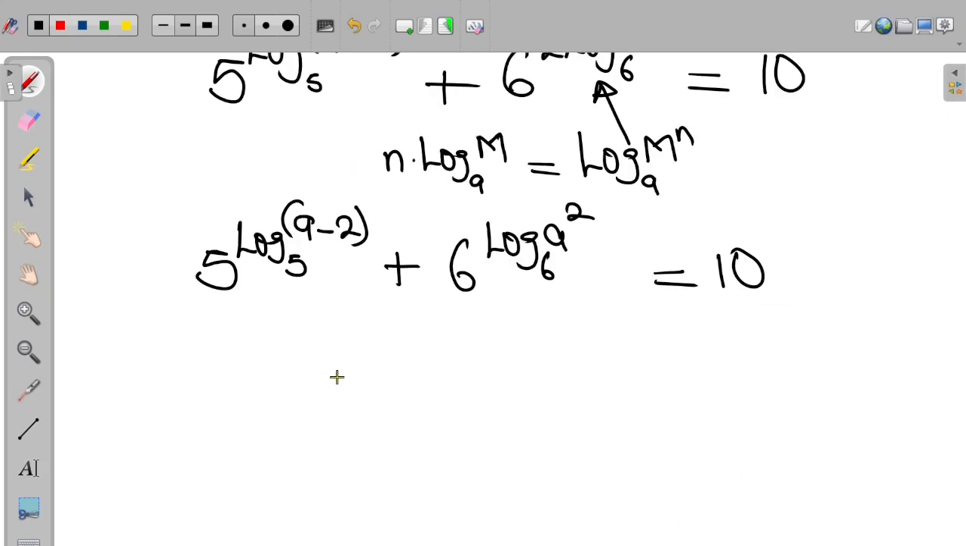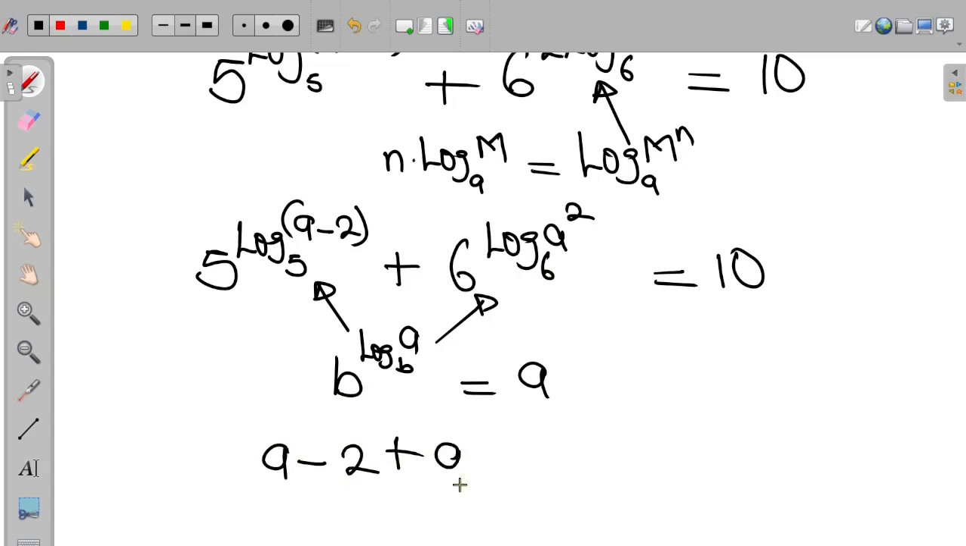But recall that if I have b to the power of log a to base b, this is equal to a. So at this point, we'll apply this rule here and also apply this rule here. So watch here, we have 5 and we have the base of 5. And here we have 6 and we have the base of 6. Therefore, the equation now will reduce to a minus 2 plus a squared equal to 10.